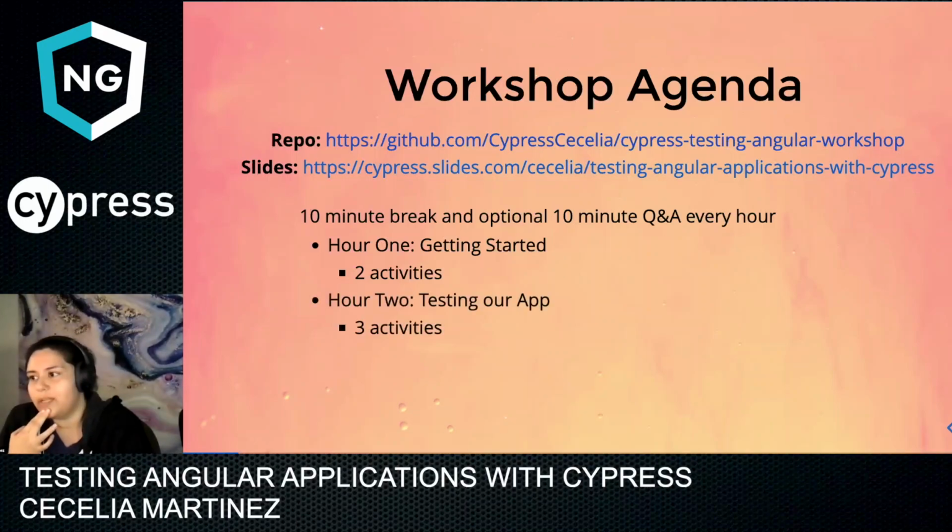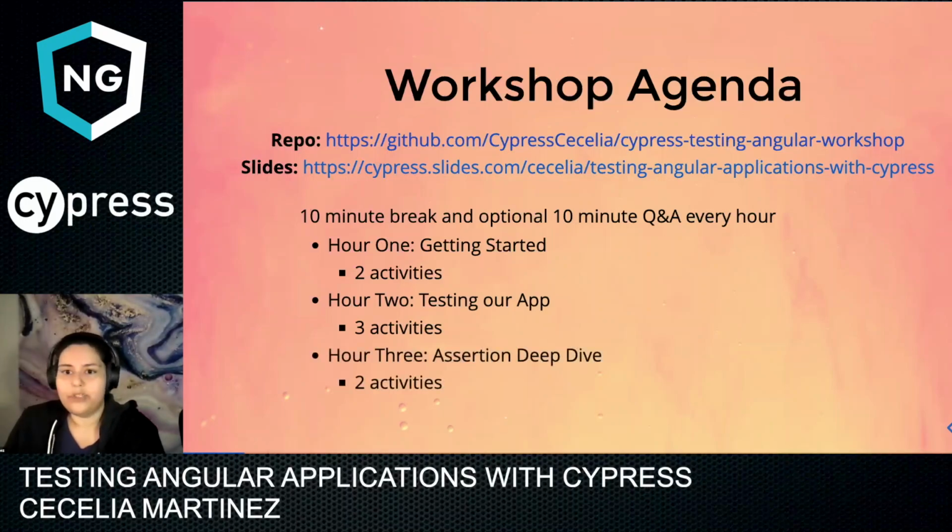The second hour, we're going to talk about testing our application, diving deeper into how you structure your tests and all the different types of commands and selectors within Cypress. And then, like I mentioned earlier, we're going to be doing an assertion deep dive for the last hour of the workshop, where we talk a lot about different types of assertions that you can make, specifically also around network requests.